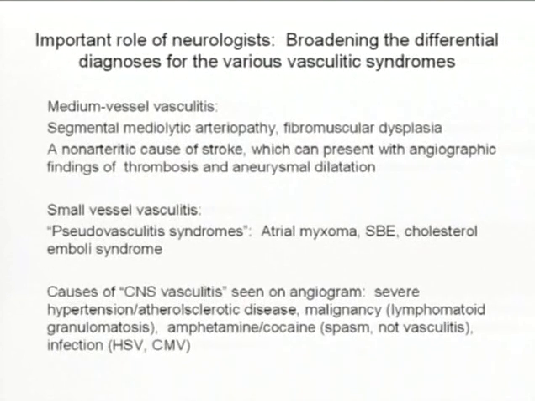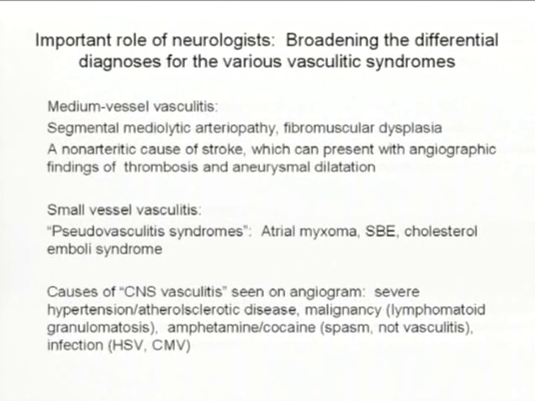Again, the important role of a neurologist here is, when rheumatologists consult neurologists, to go ahead and broaden the differential diagnosis. Again, because we want to make sure that we're treating an inflammatory syndrome. So one angiographic mimic of polyarteritis nodosa is called segmental arterial mediolysis, which is a variant of fibromuscular dysplasia. This is an entity which can cause strokes in young women and is a non-arteritic cause of stroke and can present similarly with angiographic findings of thrombosis and aneurysmal dilatation.